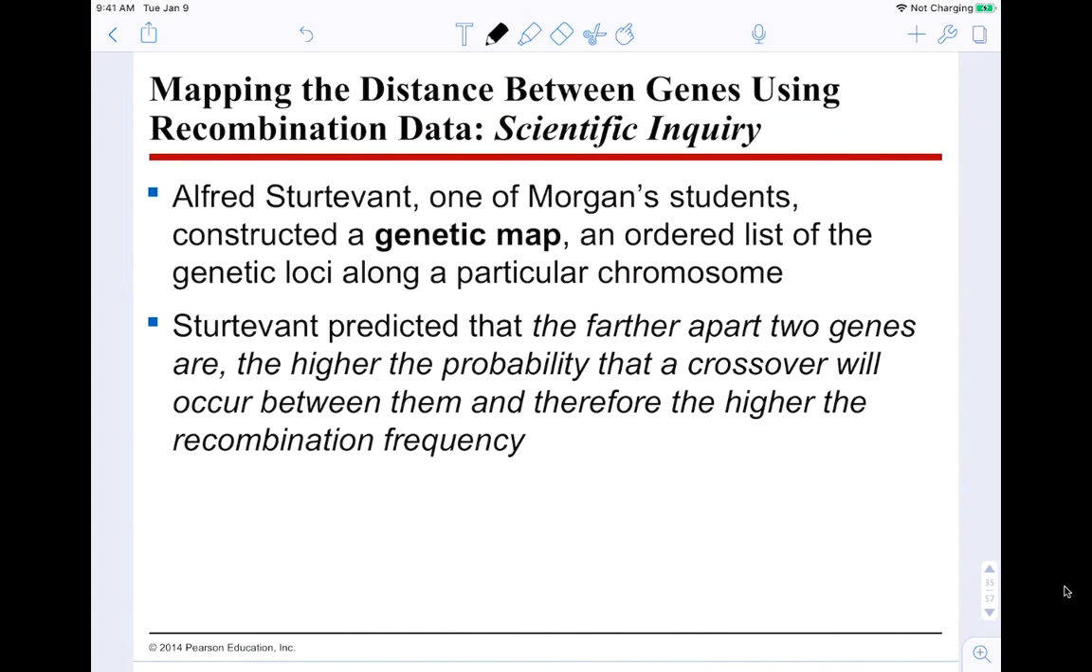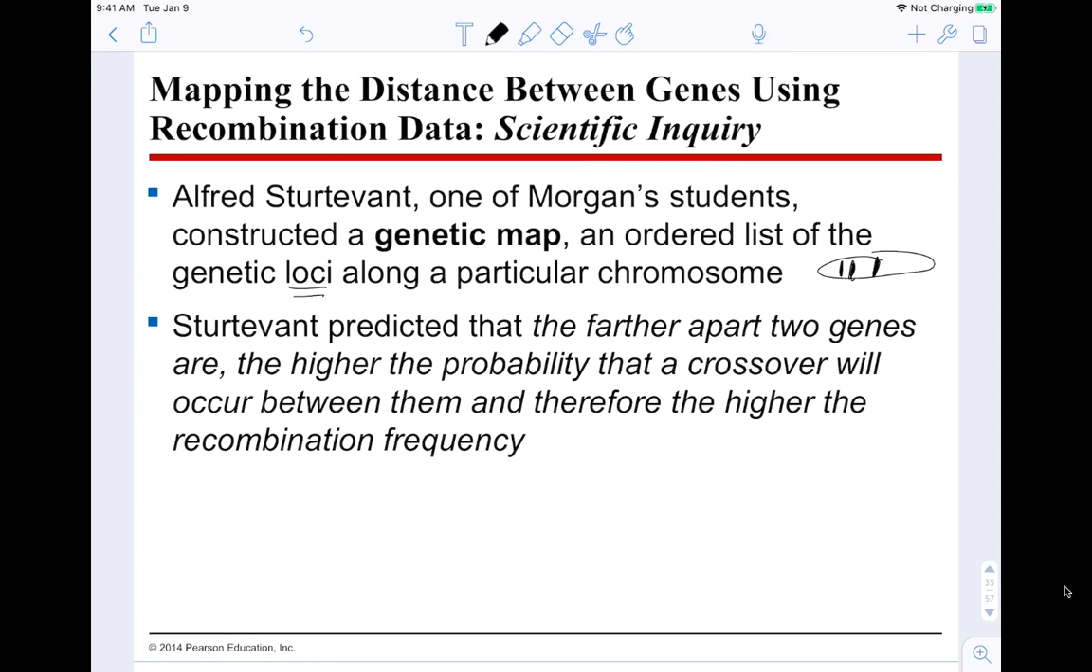Okay, so now we're going to look at mapping the distance between genes using recombinant DNA. We're going to talk about a new scientist. He's one of Morgan's students, and he constructed a genetic map, which is an ordered list of genetic loci, the locations, along a particular chromosome. So you've got your chromosome, and gene 1 is here, and gene 4 is here, and we found out gene 2 is over here. You're going to actually be able to map them. Our new scientist predicted that the farther apart two genes are, the higher the probability that crossover will occur between them, and therefore the higher the recombination frequency.